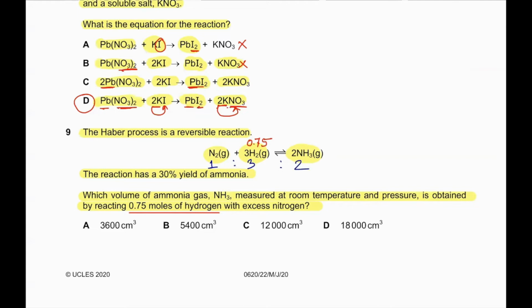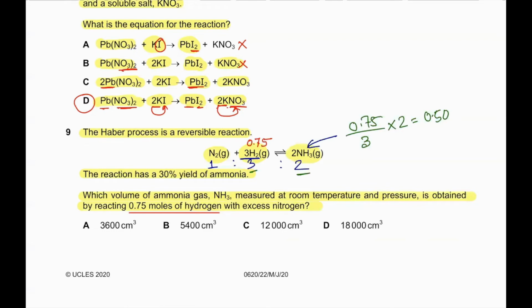So whatever the number of moles of hydrogen will be divided by 3 and multiplied by 2 to find out the number of moles of ammonia, because it is a 3:2 ratio. So 0.75 divided by 3, so that we get the ratio for 1 mole, and then multiplied by 2 so it gives 0.50. So the amount of ammonia that we were technically supposed to get with excess amount of nitrogen was 0.5 mole.